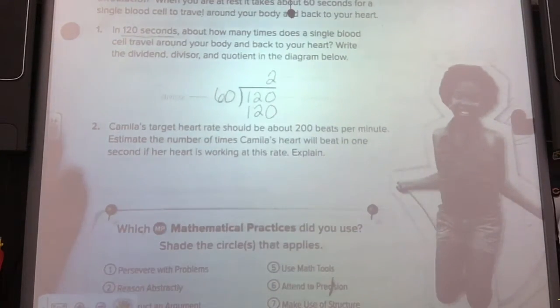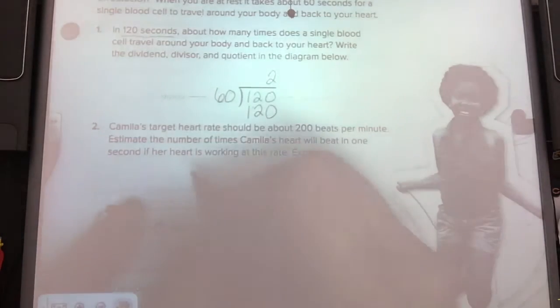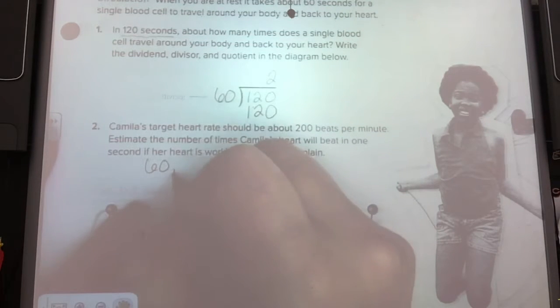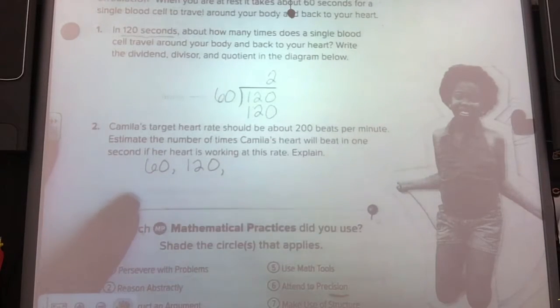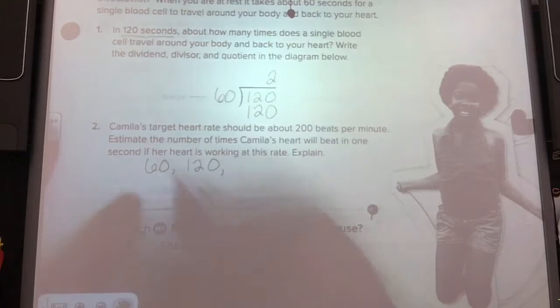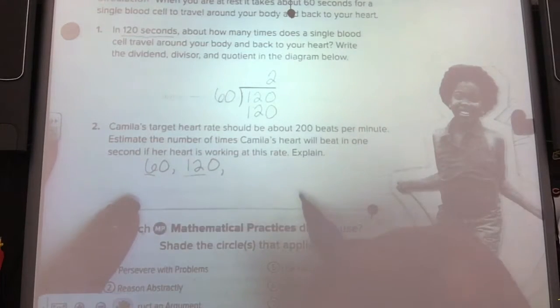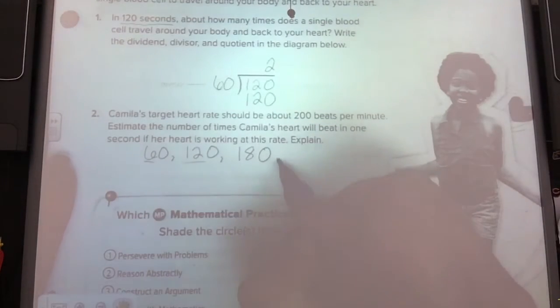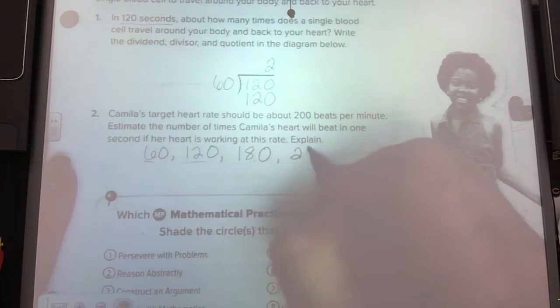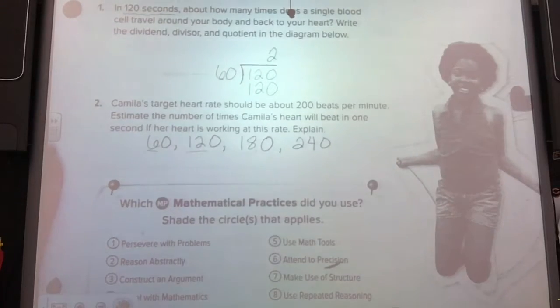So now Camelia's target rate should be about 200 beats per minute. They want us to estimate the times Camelia's heart will beat in 1 second if her heart is working at this rate. Well, let's do this. Let's count by 60s. We had 60, that's 1 minute. 120 would be 2 minutes. What would be next if we counted by 60s? Think about 6, 12, what would be next? Right, 18, so 180. And then what would be after that? 18 plus 6. 240, right?